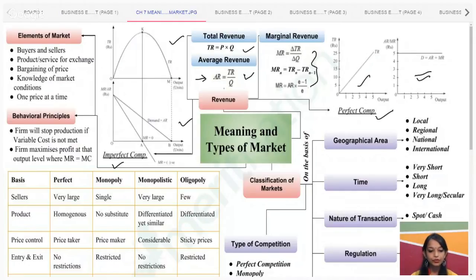Apart from that, you should know about the elements of the market and the behavioral principles: a firm should stop production whenever the price becomes lesser than the total variable cost. And you should know the classification of markets on the basis of geographical areas, time period, nature of transactions, and regulations. Now that you have quickly revised the concepts, let's come to the question part as usual.